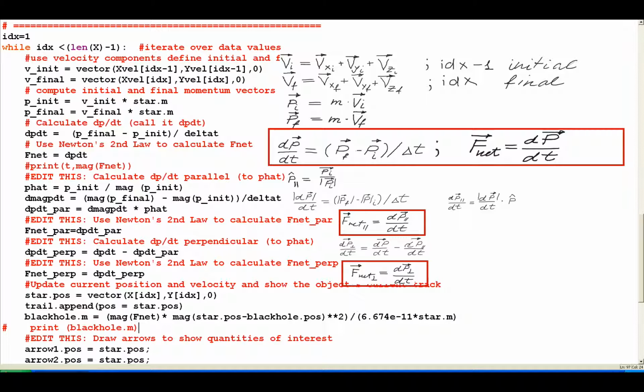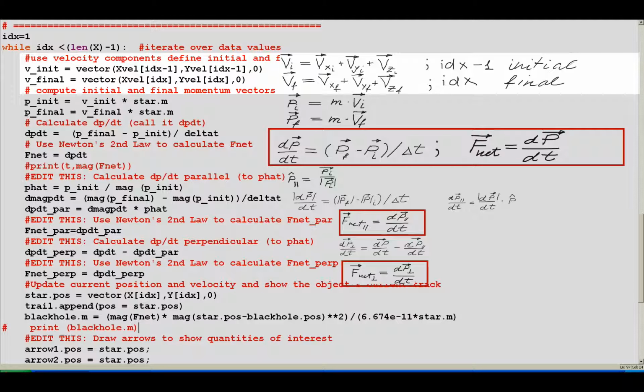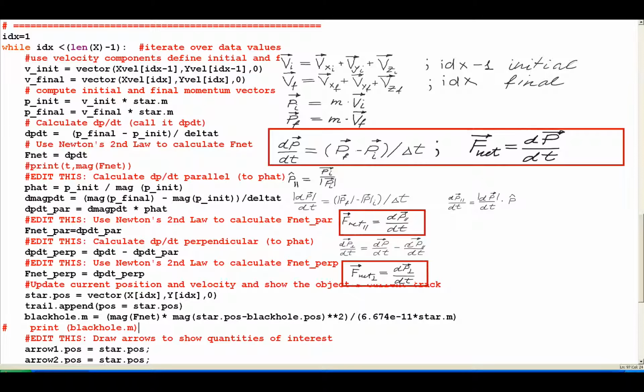Here is the main loop for the motion model. We compute initial and final velocities for each delta t. We calculate initial and final momentums. We calculate dp divided by dt. Here we use Newton's second law. Net force is equal to dp divided by dt.